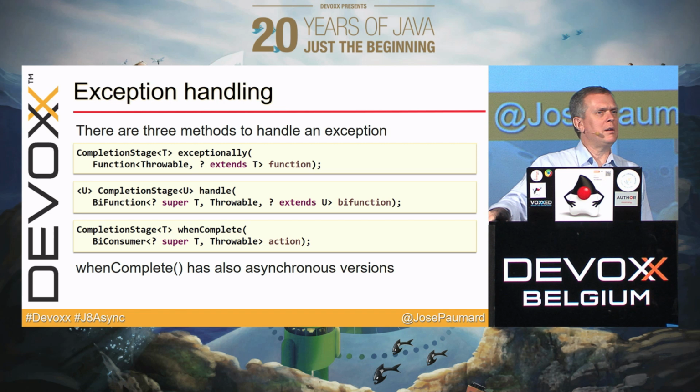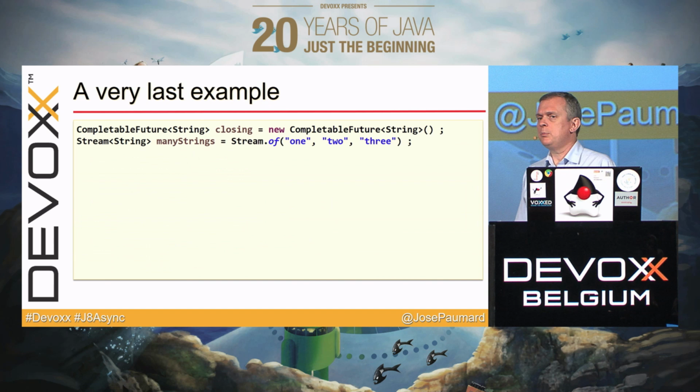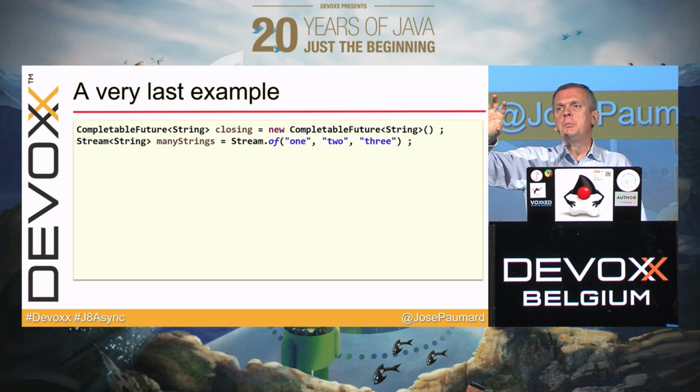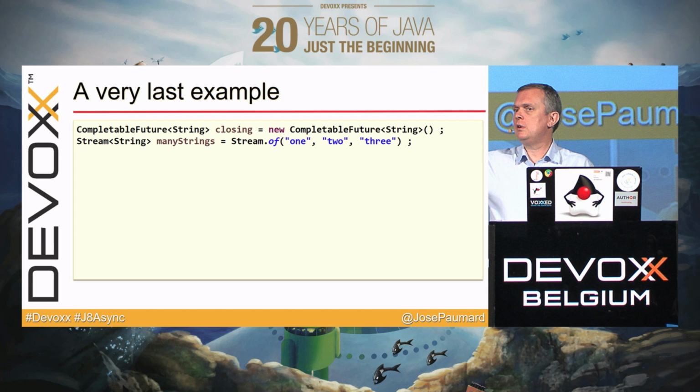All right. Let us have a look at a very last example. I would not finish the talk without talking about streams. It would be really sad in Java 8 not to talk about streams. And let us see how we can mix those completable futures with streams. It leads to a quite complex example. I'm sorry about that. Okay, we are going to create a special completable future, closing, just by calling the constructor like that. So this closing completable future doesn't do anything, but it's not complete. If I call the isComplete or isCompletedExceptionally method on it, everything will return false.